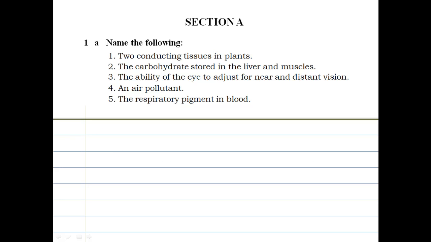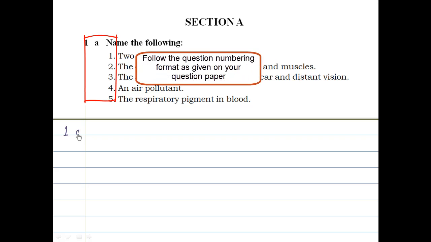The very first question requires you to name some structures and processes. For example, the first one says to name 2 conducting tissues in plants. Okay, are we ready to start? Now, when you begin, you put down the question number as specified in the paper itself. So this is 1A as is given over here, and number it according to the numbering that has been followed in the question paper. Do not make up your own numbering.